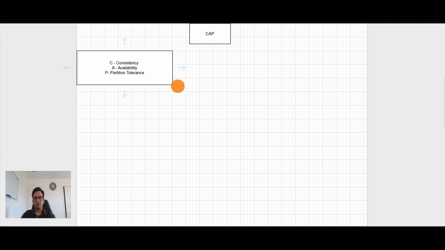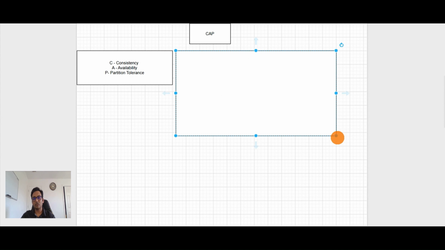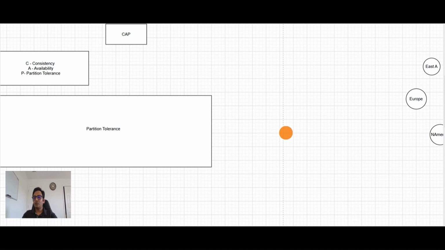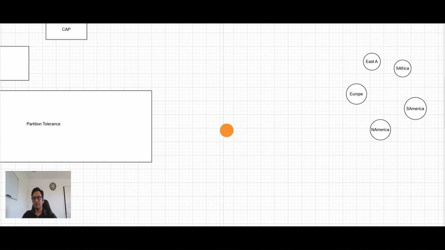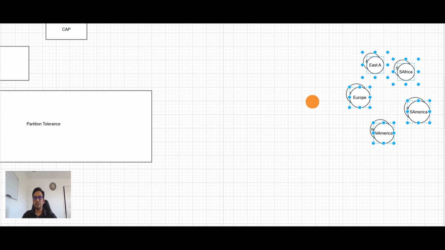Now, what are these things? What is consistency? What is availability? What is partition tolerance? Let's talk about each of them one by one. We will begin with the third one, which is partition tolerance. I have a distributed system diagram here of a banking system with servers allocated across the globe: one in East Asia, South Africa, South America, North America, and Europe. I'm taking a copy of it and bringing it here for the partition tolerance discussion.